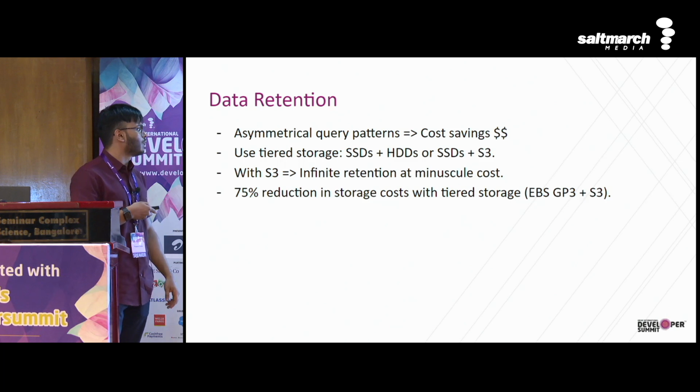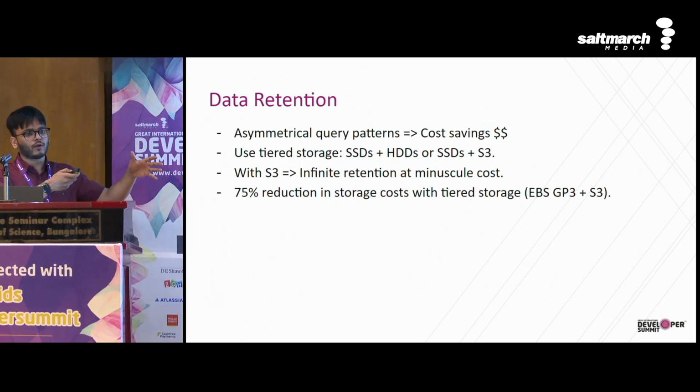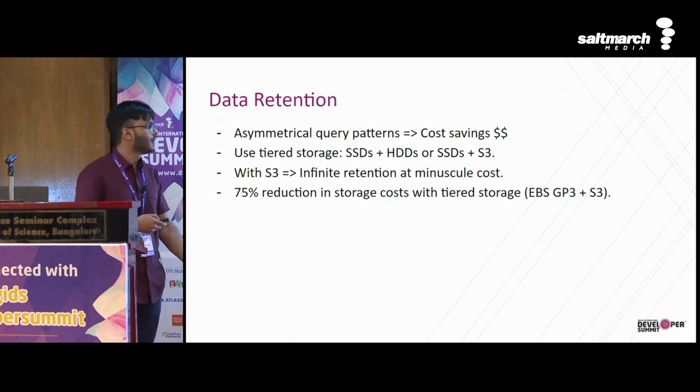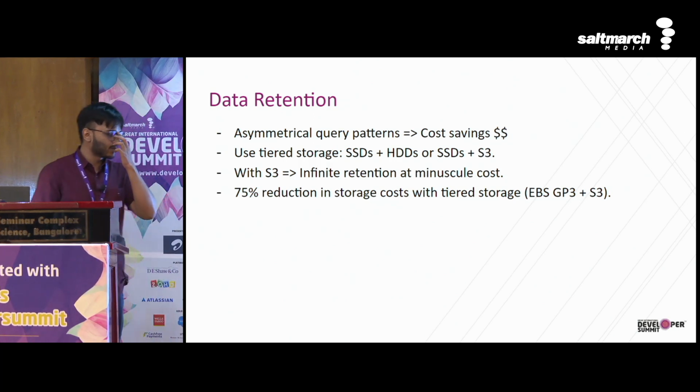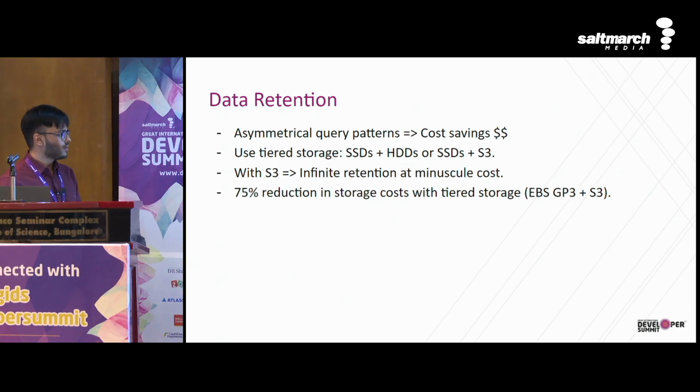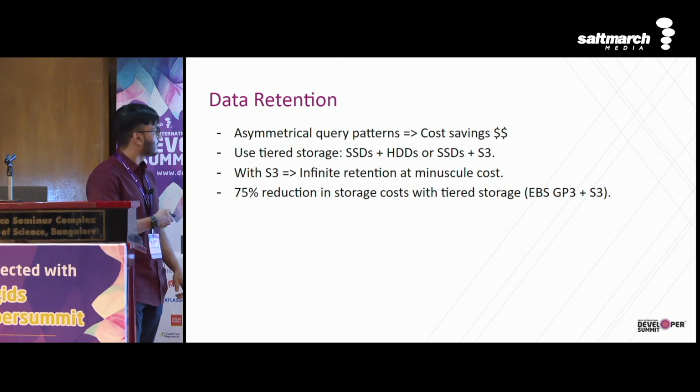Once we moved to Startree, the storage costs were reduced drastically thanks to the S3 thing, right? Because we don't have to write any special query layer now to query from S3. Pinot is supporting that natively. So we could achieve almost a 75% reduction in storage costs. Right now we are on EBS GP3 plus S3.